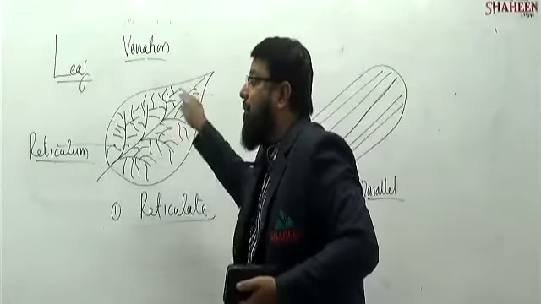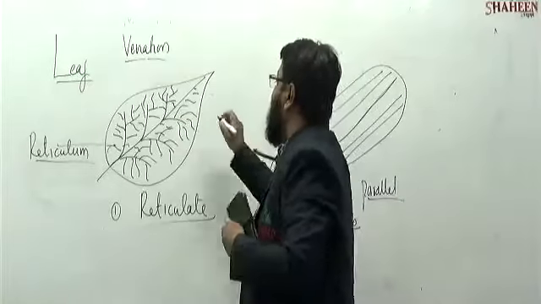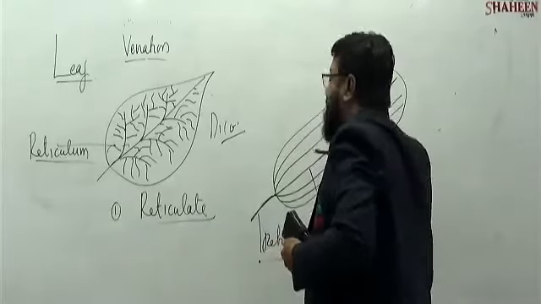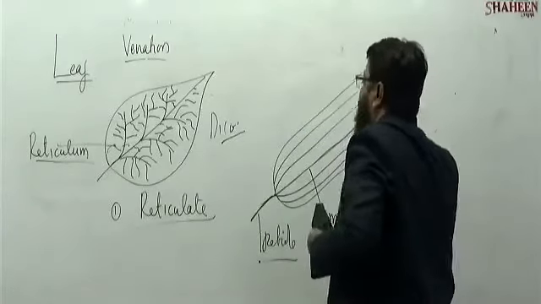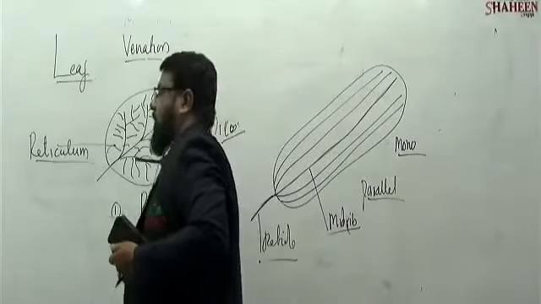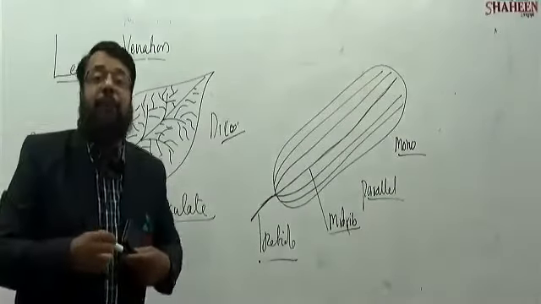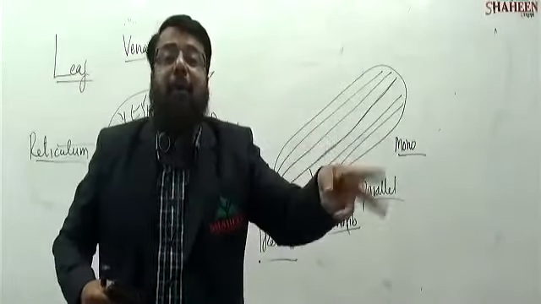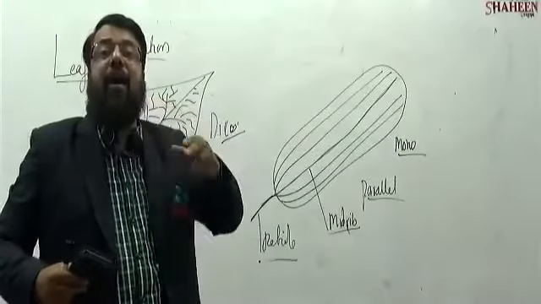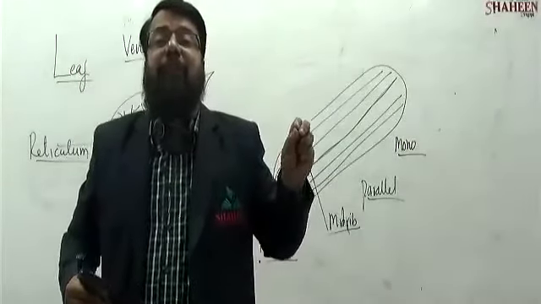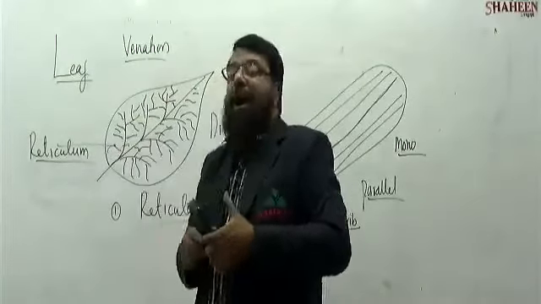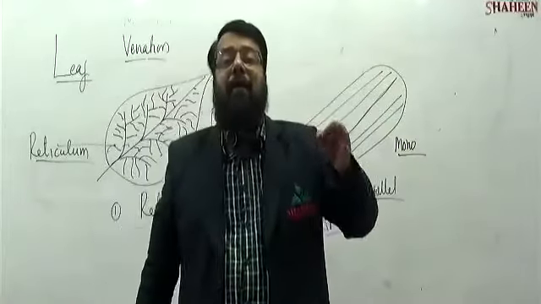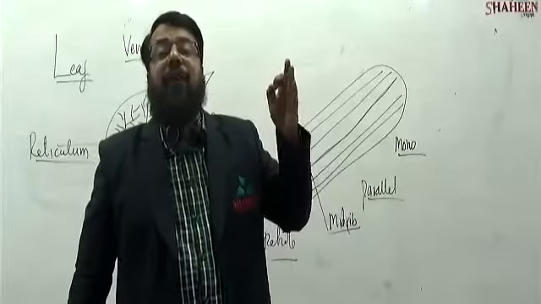In which plant is reticulate venation observed? In dicot plants. In which plant is parallel venation observed? It is observed in monocots. So by observing veins and veinlets, we can identify whether a plant is dicot or monocot. All dicots will have reticulate venation. All monocots will have parallel venation. Thank the syllabus setter, they don't have exceptions.